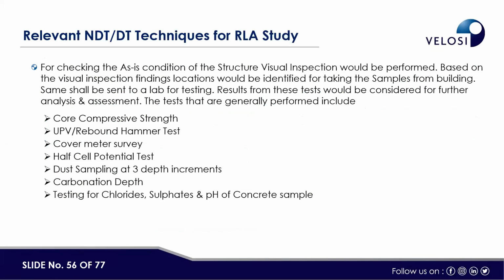Initially, these sample tests were carried out: core compressive strength, UPV, rebound, cover meter survey, half cell potential, dust sampling, carbonation depth, and based on the dust sampling, chloride, sulfate, pH, etc. were checked. The condition of the structure was inspected as part of a visual inspection. Based on the visual inspection findings, locations were identified for taking samples. Then the samples were taken and sent to the lab. The results of these samples were available for further analysis and assessment.